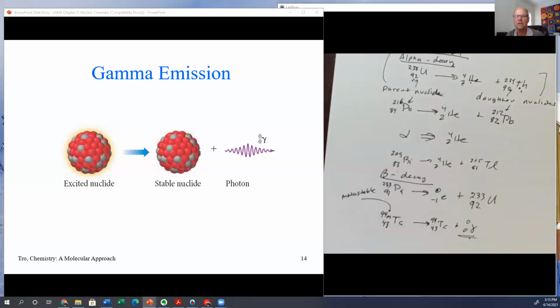Fusion and fission. We'll get to those nuclear equations. We probably won't get to them today, but we'll get to them next time. Got it. Good.